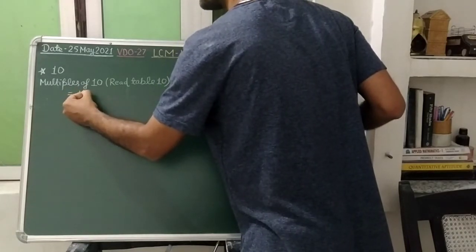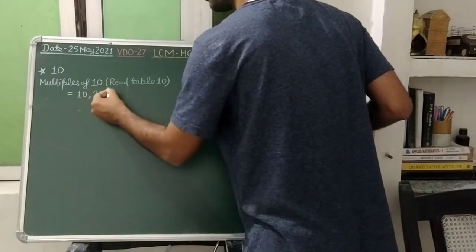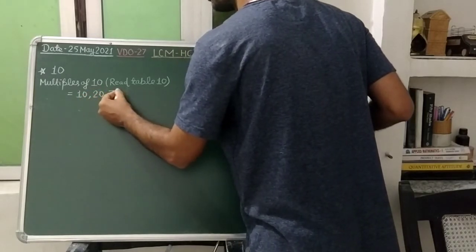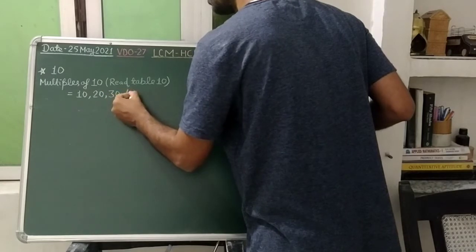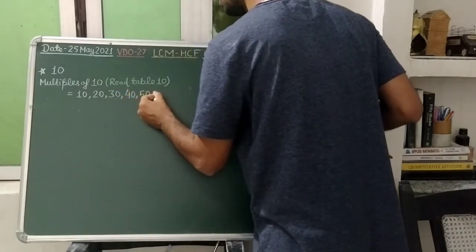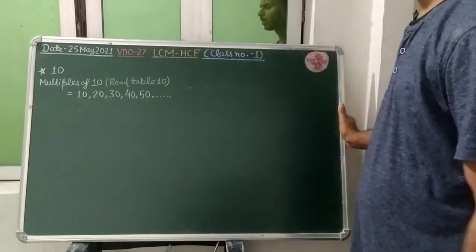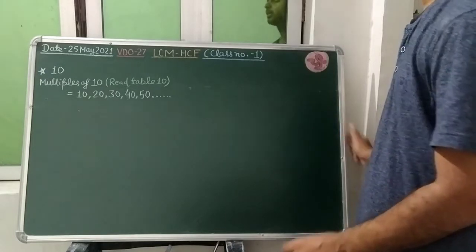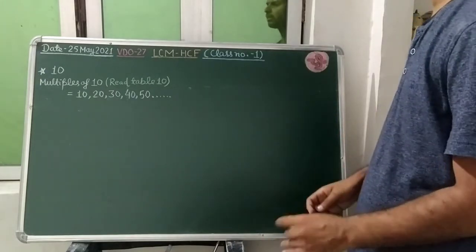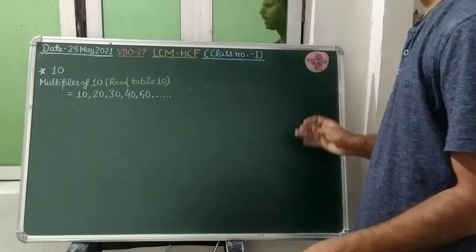Meaning, students, 10, 20, 30, 40, 50, and so it will go on. And of course the multiples of any number will be infinite. It will be unlimited. There is no limit to the multiples of any number.